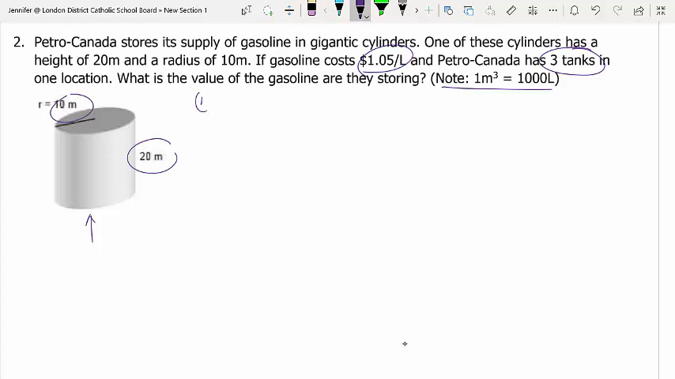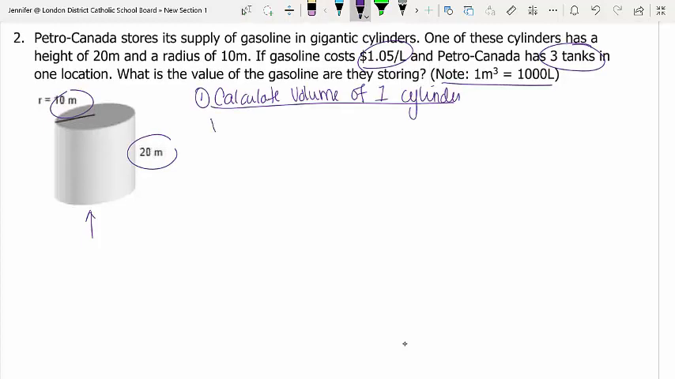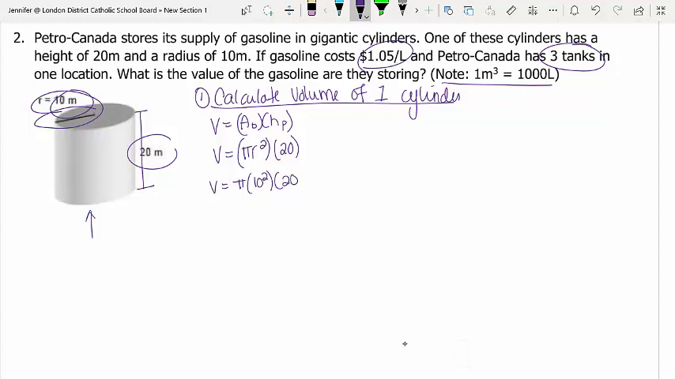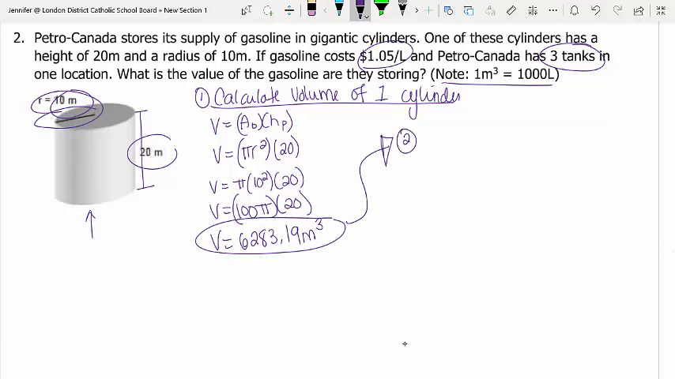Let's calculate the volume of one cylinder. So the volume is area of the base shape times the height of the entire cylinder. So our base shape is a circle. So the area of a circle is pi r squared. And the height of the entire cylinder is 20 meters. So the radius is 10 meters. Ten squared is 100. So the volume of one cylinder is 6,283.19 meters cubed.